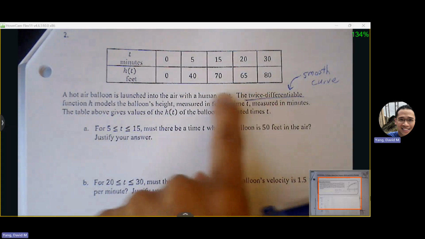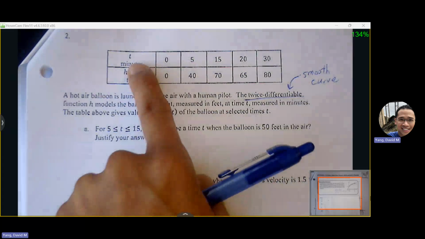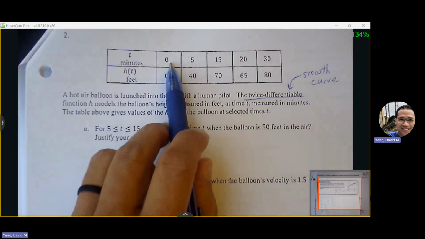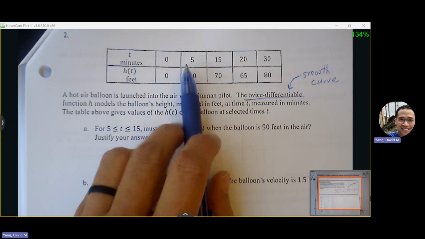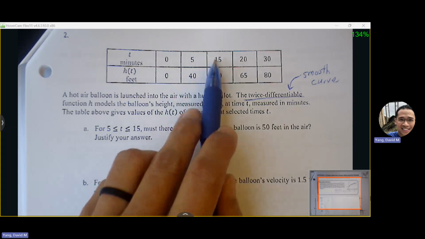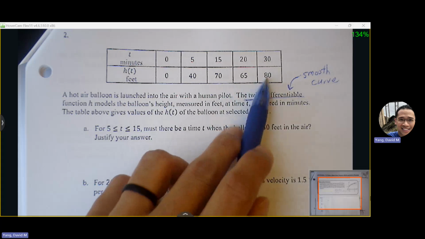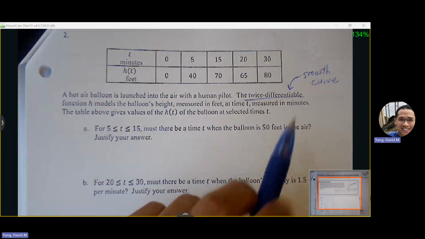So we have data here that shows how high the hot air balloon is in relation to the ground at certain times. So that means when time is zero, the balloon is going to start off on the ground. 5 minutes later, it's going to be 40 feet above ground, then 70 feet, then drops down slightly to 65 feet, and then continues upwards to 80 feet. All this is within 30 minutes.